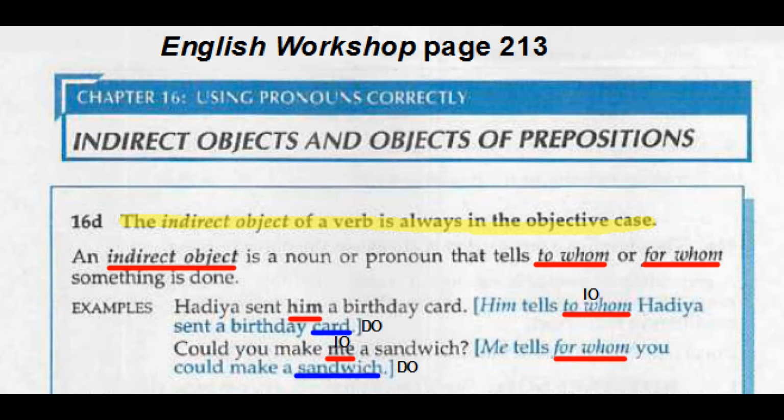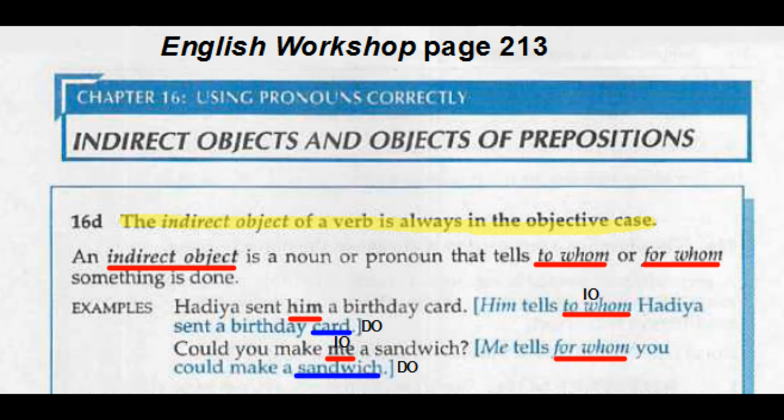Go ahead and underline the next part. An indirect object is a noun or pronoun that tells to whom or for whom something is done. Let's look at the examples. It'll make better sense to us. Hadiya sent him a birthday card. Him tells to whom, it's the indirect object, and Hadiya sent a birthday card. It's answering what she sent, and so it's the direct object.